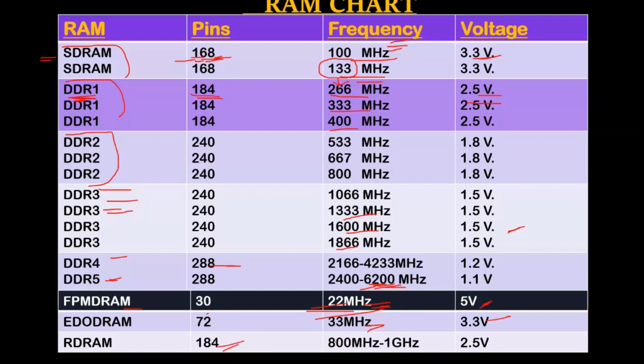RDRAM 184 pins and in megahertz that also provides an average frequency like 1 gigahertz. So that's why earlier it was used, until the 2000s it was used, but nowadays it is only used in video games. That RDRAM, FPM DRAM and EDO DRAM is totally extra. They are not available in market. So this is the difference between these RAM like DDR1, 2, 3, 4. And this is how you can identify which RAM we should use.